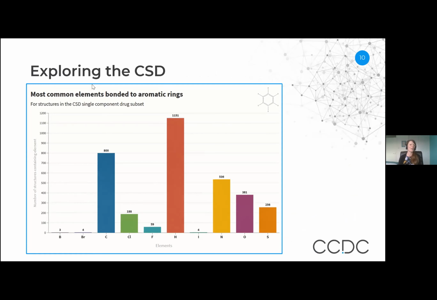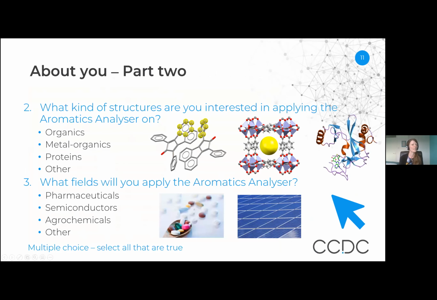So let's explore some of the chemistry behind what's in the CSD a bit more. Today, in line with the theme, we're looking at the most common elements bonded to aromatic rings. Unsurprisingly, you can see that hydrogen is one of the most common elements bonded to aromatic rings, closely followed by carbon. So, a very brief background to the CSD.